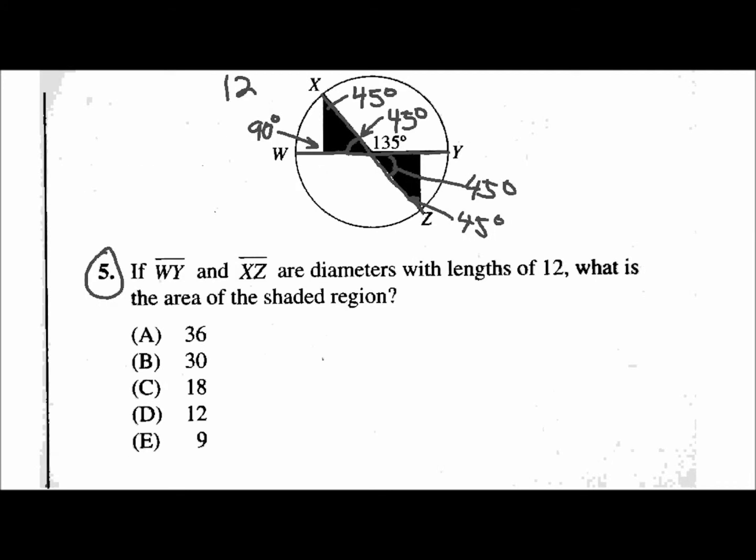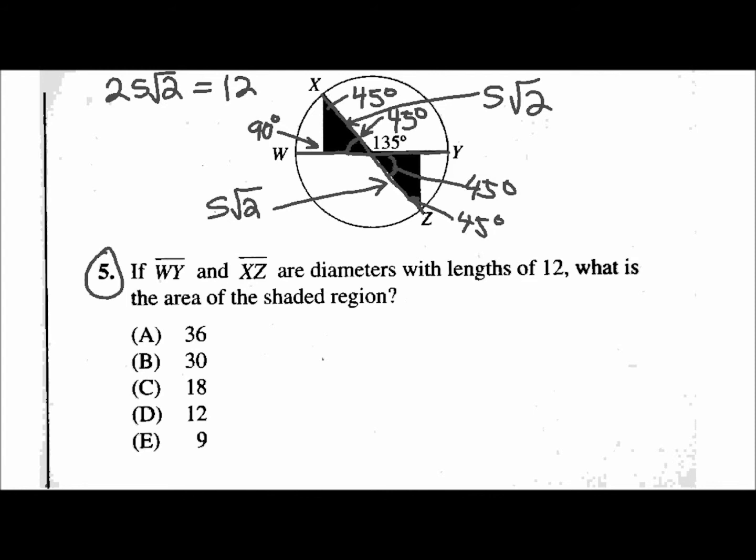So what do we know? We know that this side right here is S times the square root of 2. And we know that this side right here is S times the square root of 2. We also know that those two segments together have to equal 12, right? Because that's the diameter length. So we know that 2S times the square root of 2 equals 12.